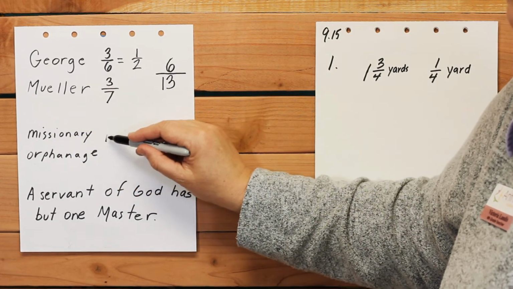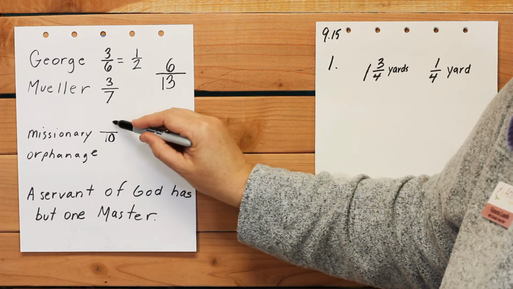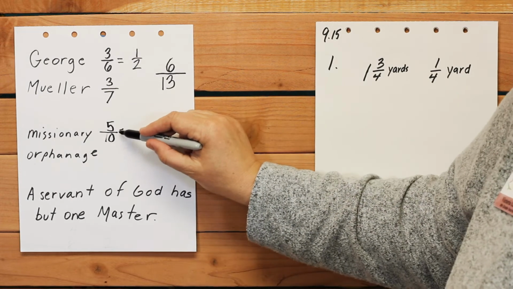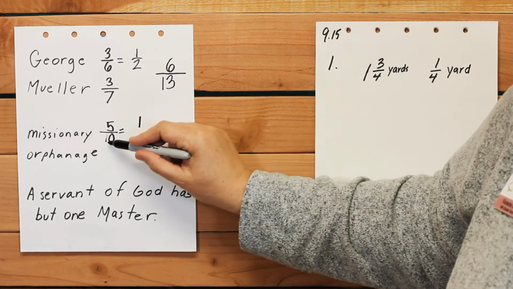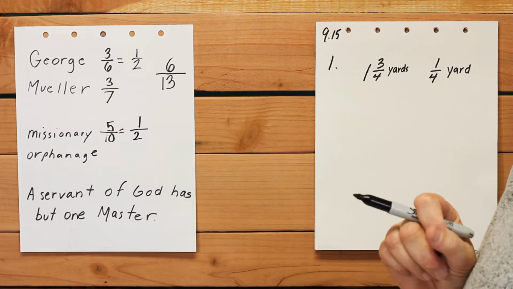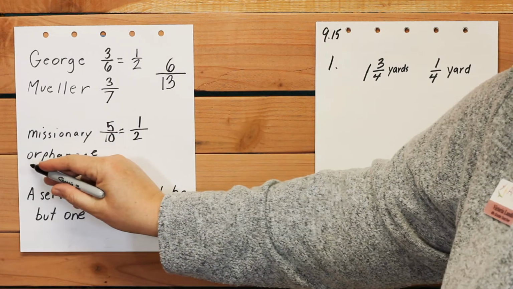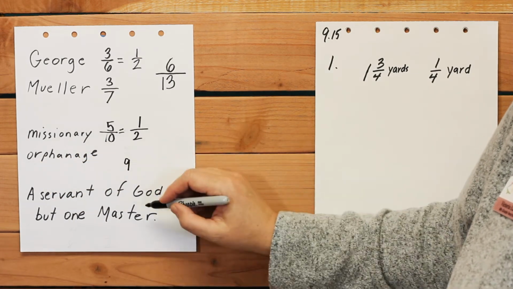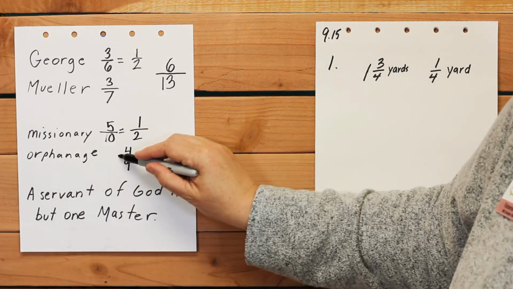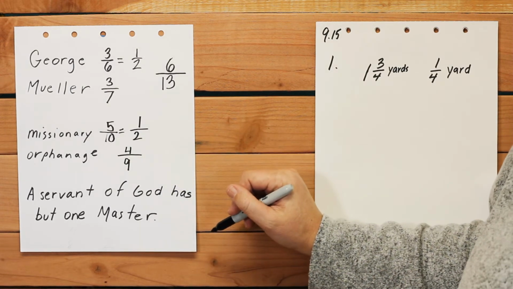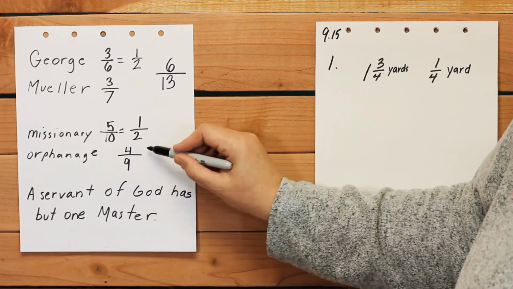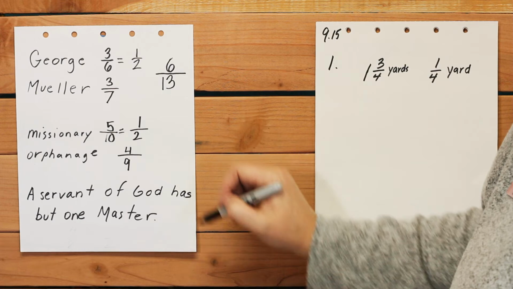Let's do the same thing with the word missionary. Missionary has 10 letters and 5 vowels. We know that 5 is a factor of 10, so in simplest form, 5 divided by 5 is 1, and 10 divided by 5 is 2. So 1/2 of the letters in missionary are vowels. We'll do the same thing with orphanage. It has 9 letters, and we count the vowels, 1, 2, 3, 4. So we have 4/9. Is it in simplest form? You always have to ask that question. Multiples of 4 don't go into 9, so 4/9 is the simplest form.